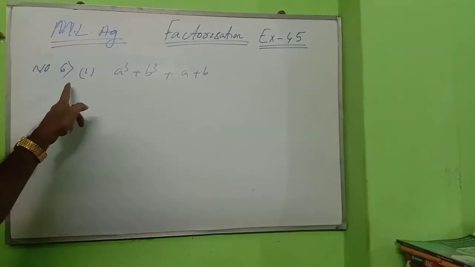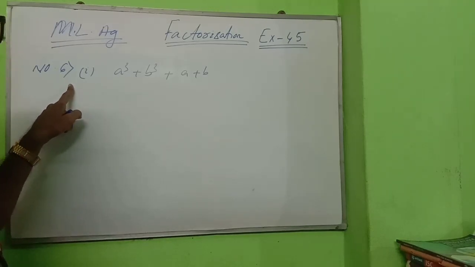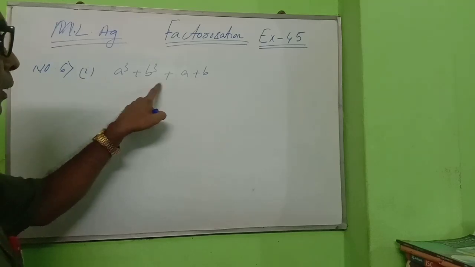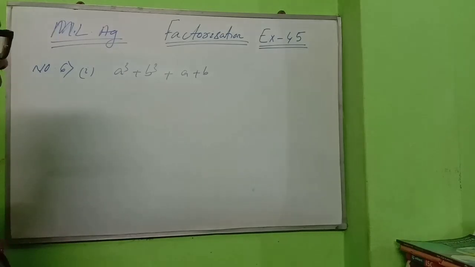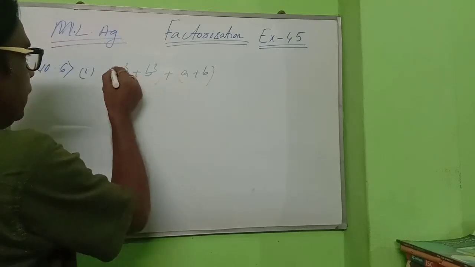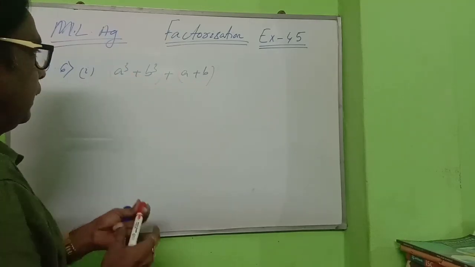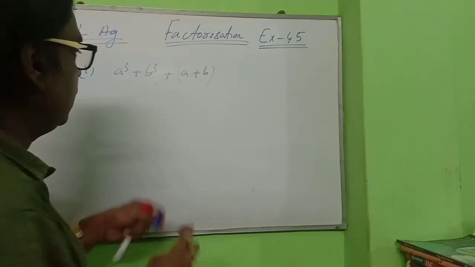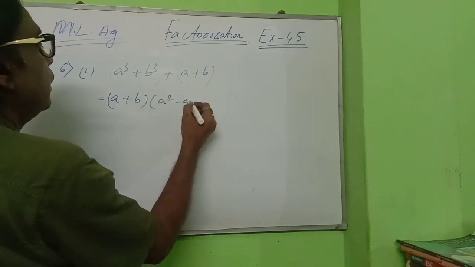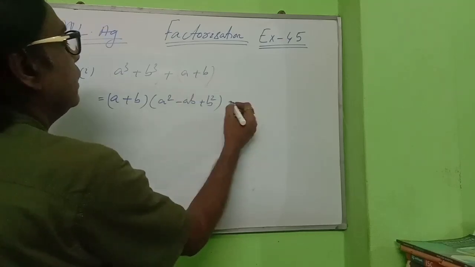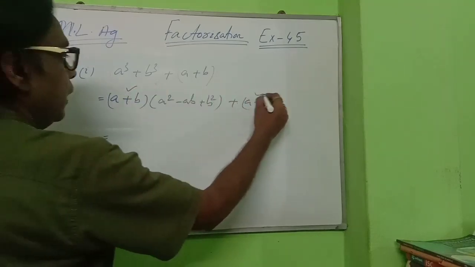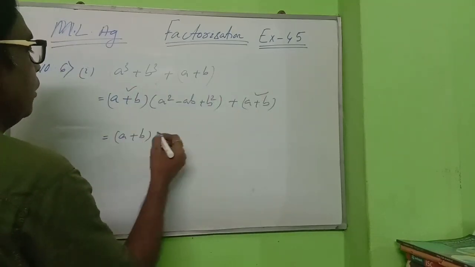Next question I am doing from the book, exercise 4.5, factorization chapter. The question is given like this: a cube plus b cube plus a plus b. Just see here, make a plus b one group and a cube plus b cube another group. Now you apply the a cube plus b cube factorization formula here. That will be a plus b whole into a square minus ab plus b square. And last, it is given a plus b. Keep it like this. Now how much do you have to take common? A plus b can be taken common. After taking a plus b common, what is left here?